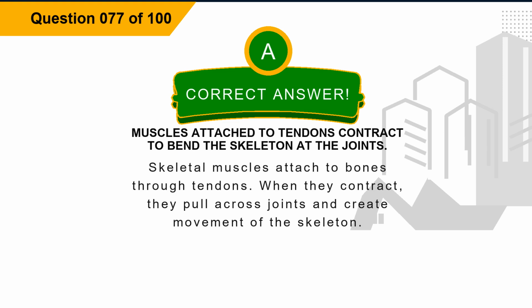The correct answer is option A, muscles attached to tendons contract to bend the skeleton at the joints. Explanation: skeletal muscles attach to bones through tendons. When they contract, they pull across joints and create movement of the skeleton.